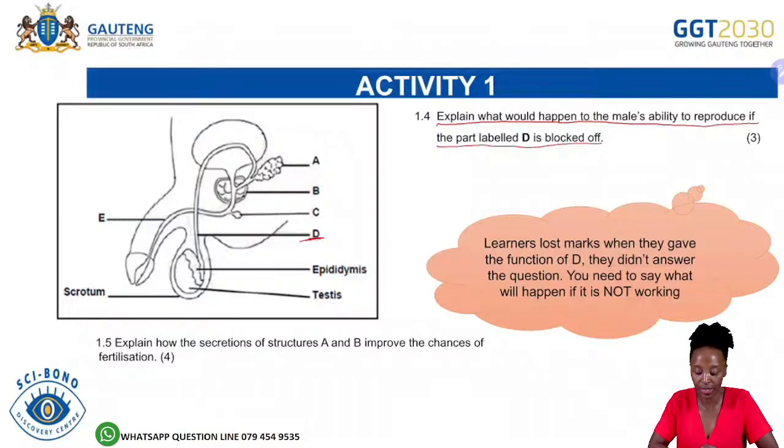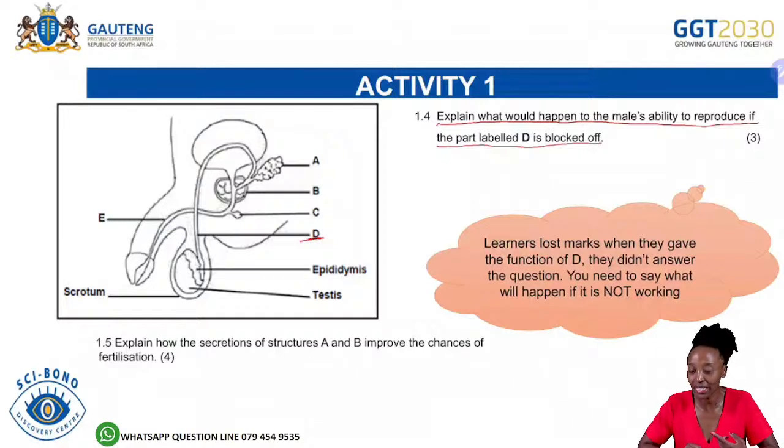Into the urethra. So if I spoke of the function, what is the function? What is this part number 1? Because you must know the part. If you don't know the part, you won't be able to answer. If you don't know the function, you won't be able to answer. So we know that part D is the sperm duct or vas deferens.